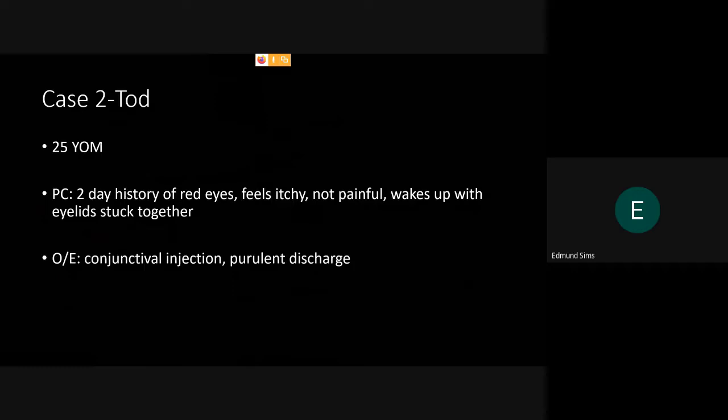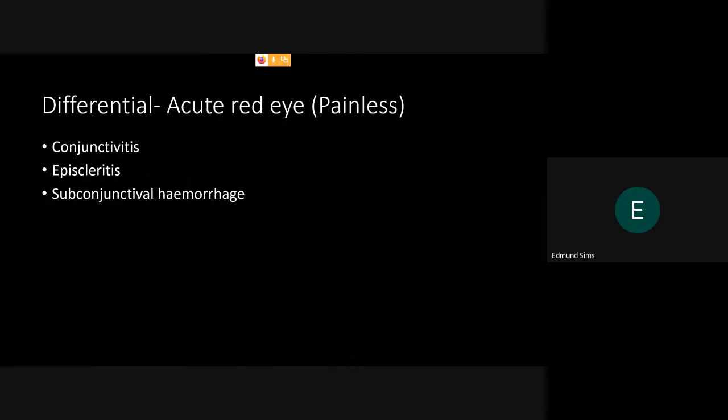So the main thing is that it's not painful. This is quite important. The differential for an acute red eye that's painless is generally either conjunctivitis, episcleritis, or subconjunctival hemorrhage, and that's really it. Obviously, a lot of the pathologies that we'll talk about for the painful side could probably come here if they're on the milder or beginning part of their disease process.